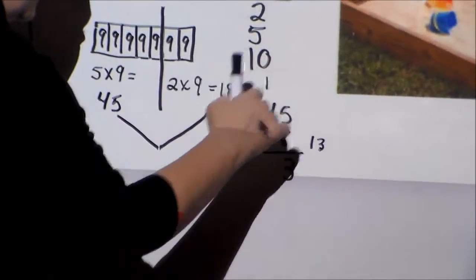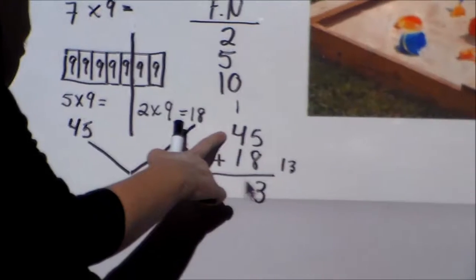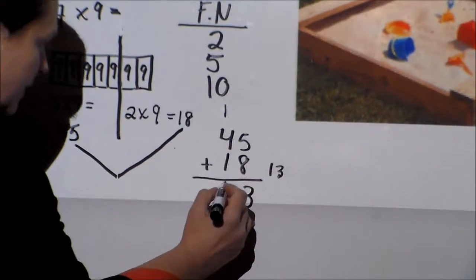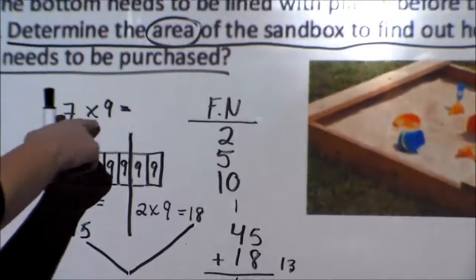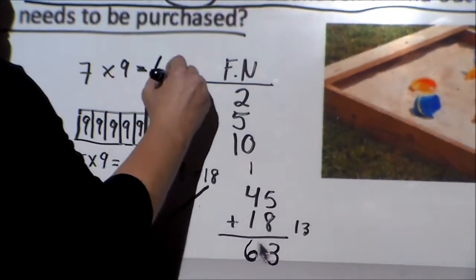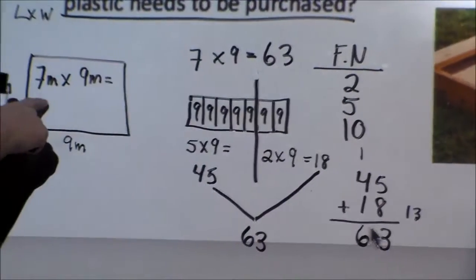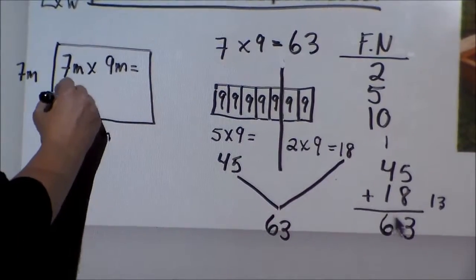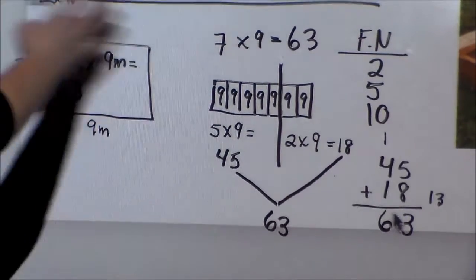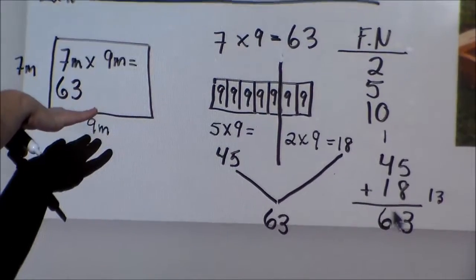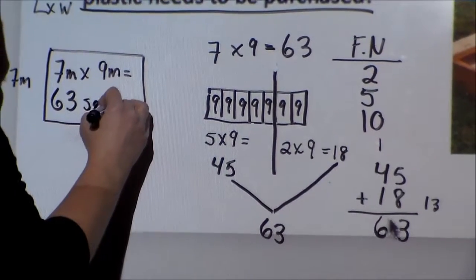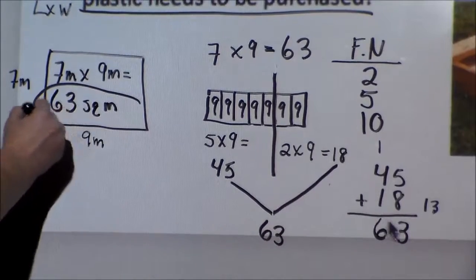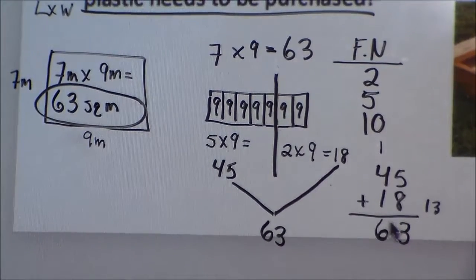I'm going to drop that 3, which is in the ones. I'm going to hop that 10 because it belongs with the 10s. 4, 5, 6, 63. 7 times 9 is 63. And I'm finding area, so it's not meters anymore. It's the square meters inside. Square meters of plastic before I put sand in the pan.